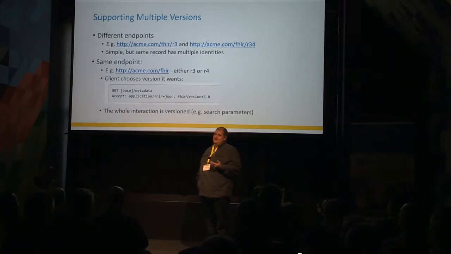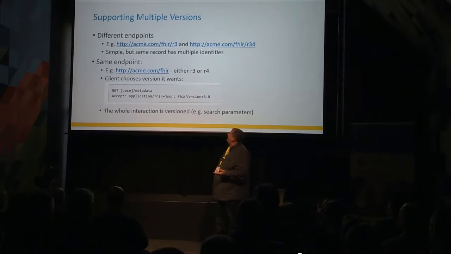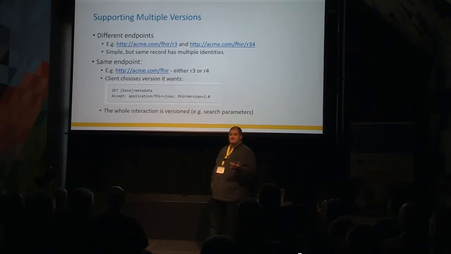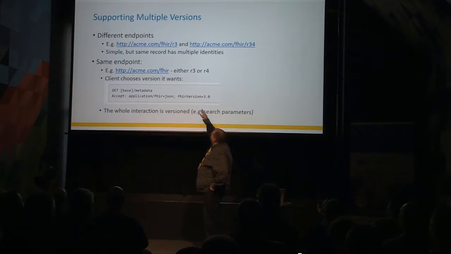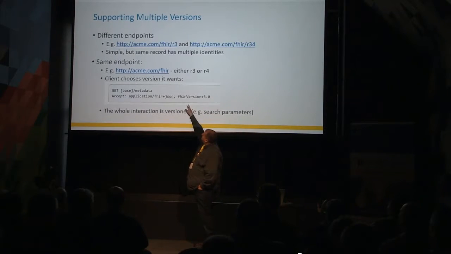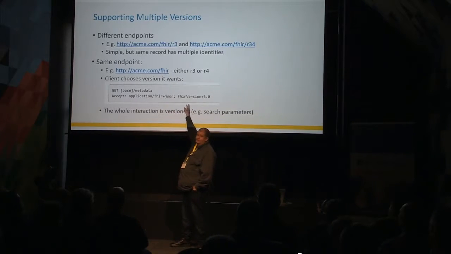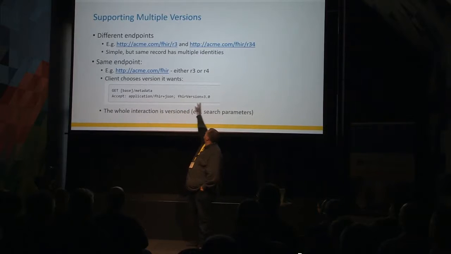So it's possible to have the same endpoint. And so in this case, acme.com/FHIR serves all versions. How that works is the client chooses a version and says, fetch me this version for that, and it will use FHIR version as a parameter on the MIME type. And then say, okay, we're going to talk FHIR release 3, because it's version 3.